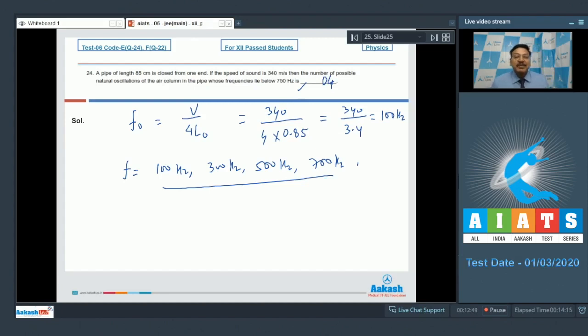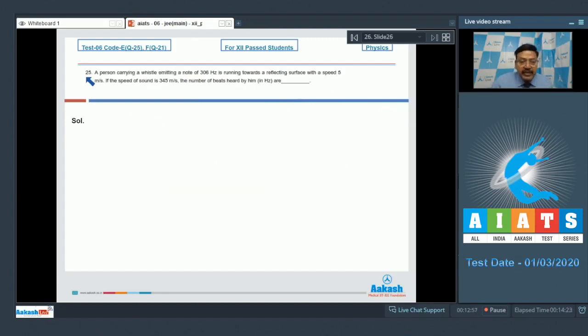Let's now go to the last problem of this test. Question 25 and the last question of this test says a person carrying a vessel emitting a note of 306 Hz is running towards a reflecting surface with a speed of 5 meter per second. If the speed of sound is 345 meter per second, the number of beats heard by him in Hertz is. Well, the person is carrying a vessel, and so one frequency that he will hear is 306 Hz, the frequency actually emitted by the vessel, because he is running with the vessel.